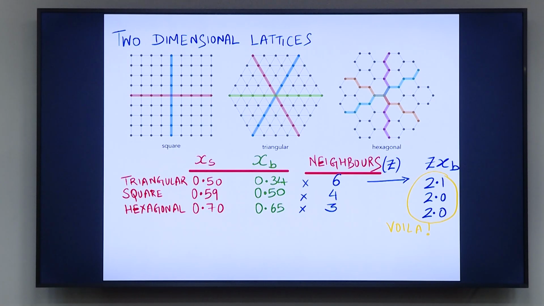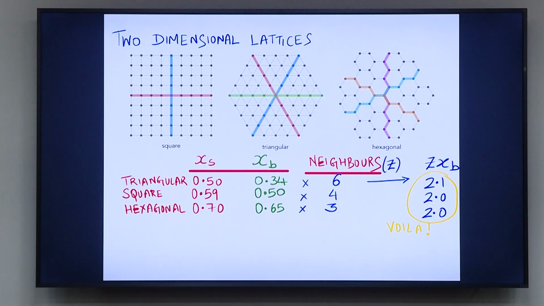So let's look at the number of neighbors: 6, 4 and 3 for triangular, square and hexagonal. If you multiply these two quantities, XB and the number of neighbors, z, I am calling z the number of neighbors, then that's a value of about 2 for every lattice, 2.1 to 2, almost the same. So this is universality. Given any lattice, we understand what should be the percolation threshold. It just depends on the number of neighbors.